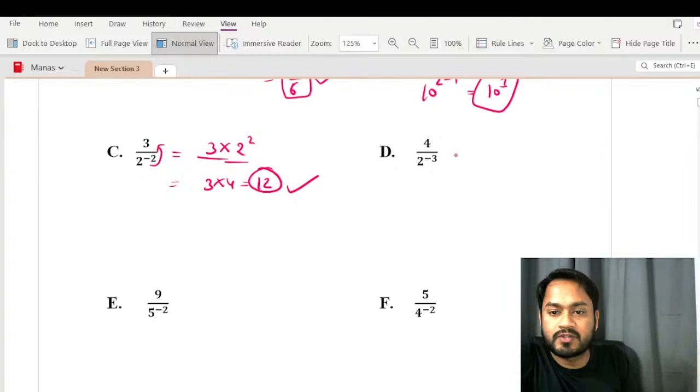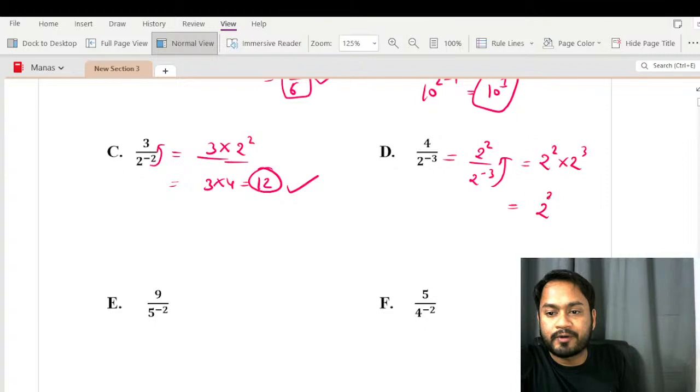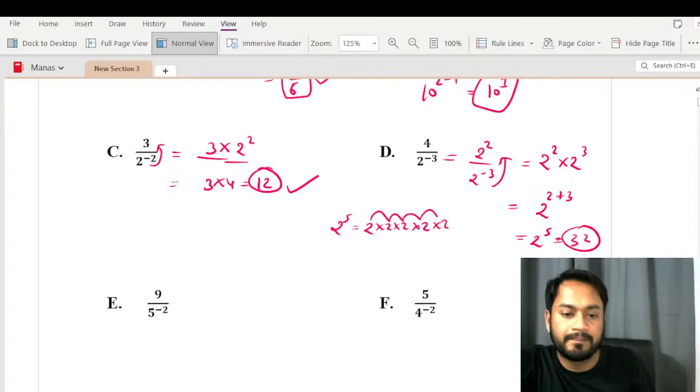Okay, now this one again, you can write 4 as 2 power 2 upon 2 raised to power minus 3. This 2 will be shifted to the numerator. So 2 raised to power 2 multiplied by 2 raised to power 3. So finally it will become 2 raised to power 3 plus 2. This will become 2 raised to power 5. Now if you want to write the answer, 2 raised to power 5, you can write 2 times 2, 4, then 8, 16, 32. So final answer will be 32. Okay, so this is how you need to solve the questions.